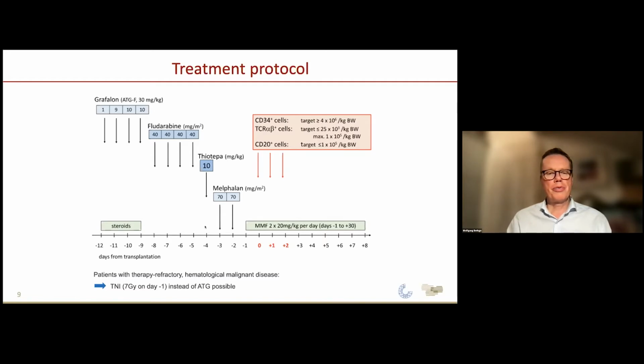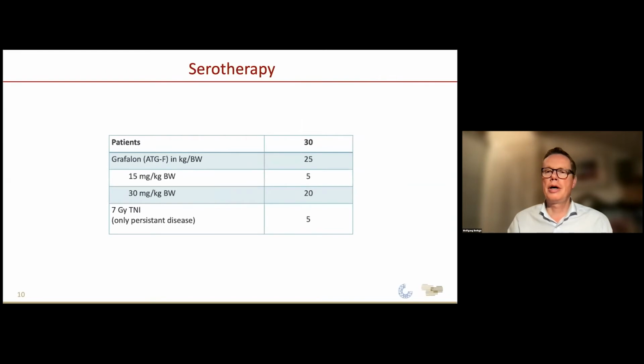For a few patients in the protocol, especially in the adult part, we omitted the ATG completely and replaced it by total nodal irradiation at 7 Gray on day -1, which was kind of a pilot for developing an ATG-free protocol. And we could see in the adult part, at least, that the TNI is very safe and very efficient to omit the ATG. This was used in only 5 adult patients, only the ones with advanced disease.